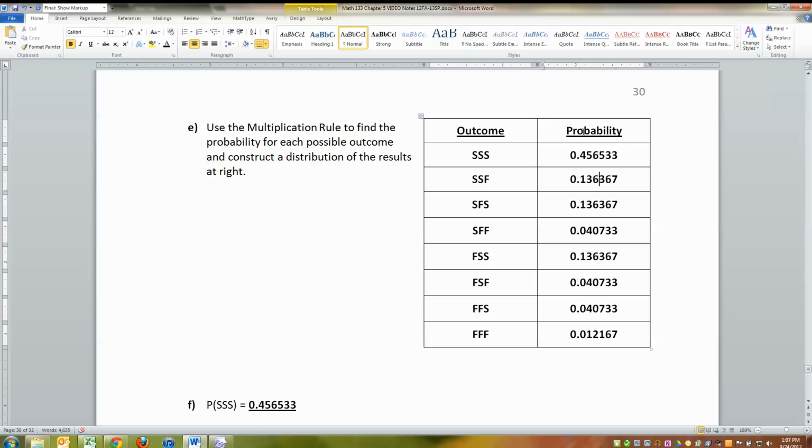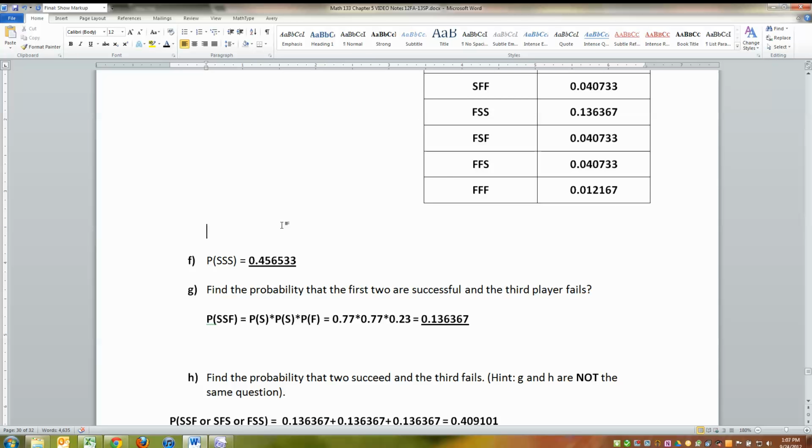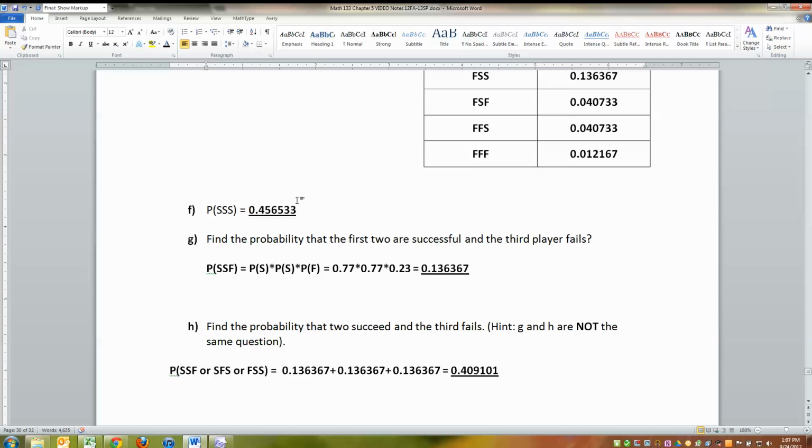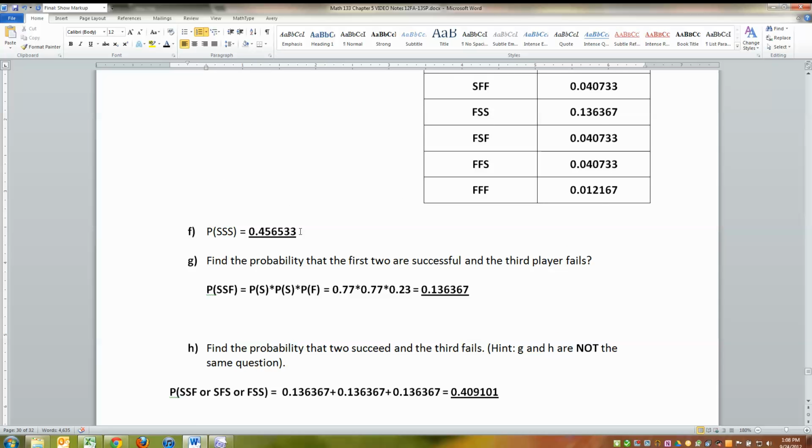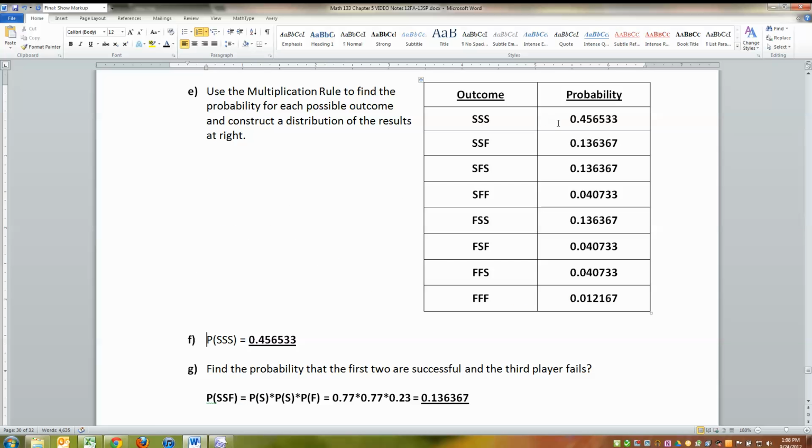So I'm going to go back. There they are. I pasted them in. So what are the chances of success, success, success? It's right here, 0.46533, right? It's this one right here. I'll even highlight it for you. There we go. Right, that guy is that one.